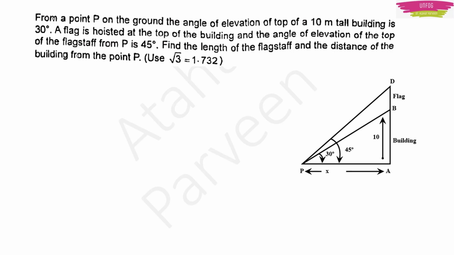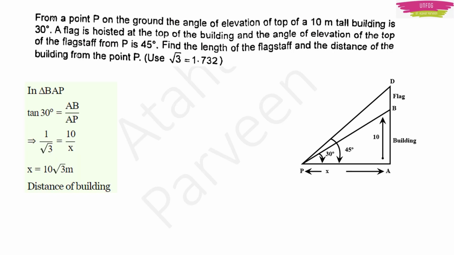Okay, so it is very easy. In this triangle BAP, you take tan 30 degrees. It will be opposite side by adjacent side. The opposite side is the building itself here, and that building is 10 meters tall. You put 10 meters there, and then tan 30 is 1 by root 3. So you get the distance of the building, x.